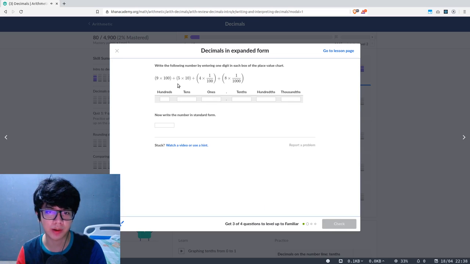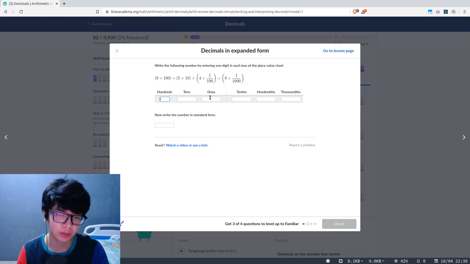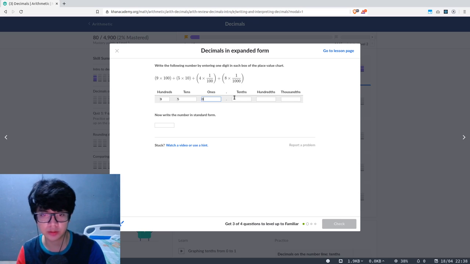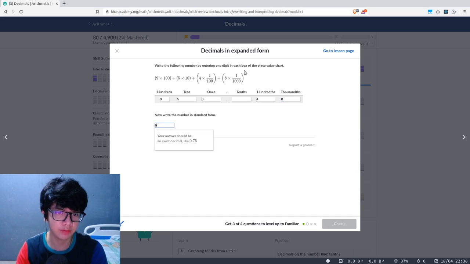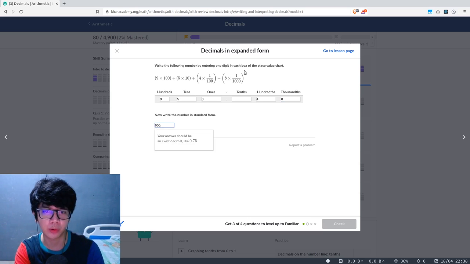Write the following number by entering one digit in each place value box: 900, 5 tenths, 0 ones, and 4 hundredths, and 8 thousandths. So we have 950.048.